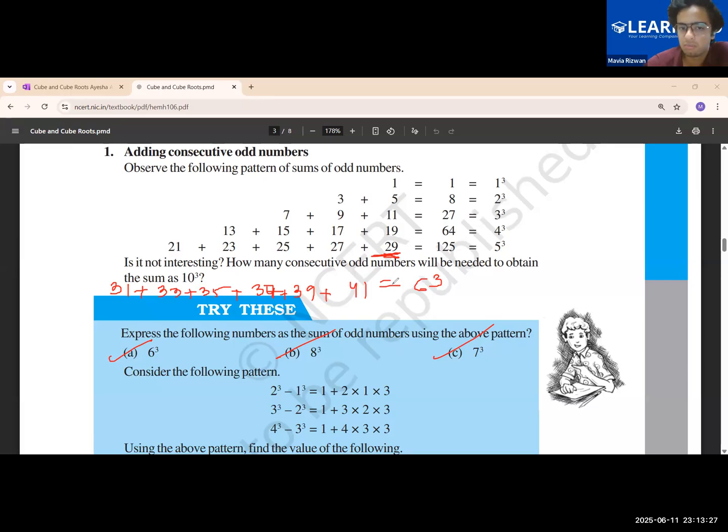Got it? Now is this clear? How are you going to do this? But that is 63, sir. But not 63, that is 6 cube. I was holding 6 cube. If you add them, the sum will come as 216. You can check it, bache.